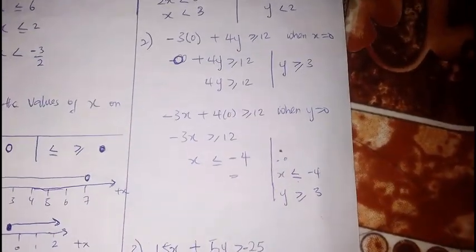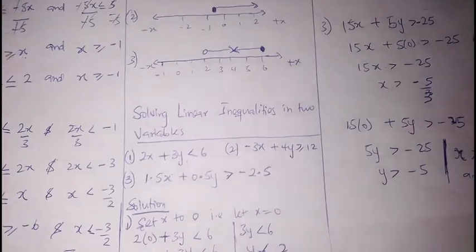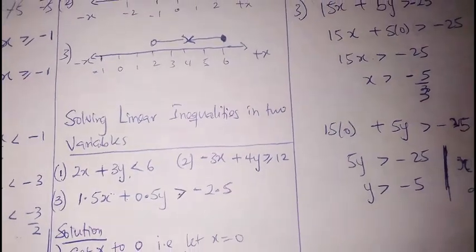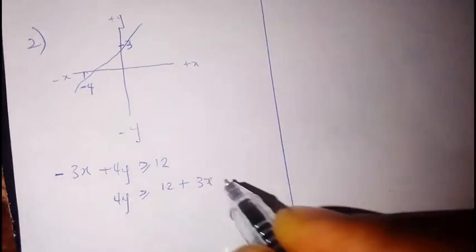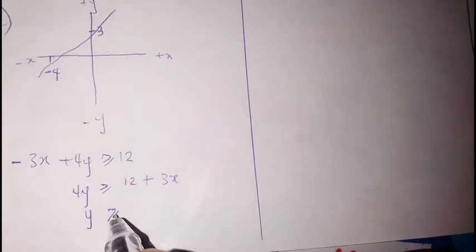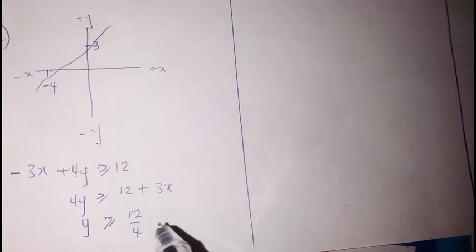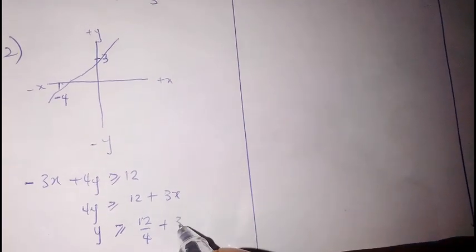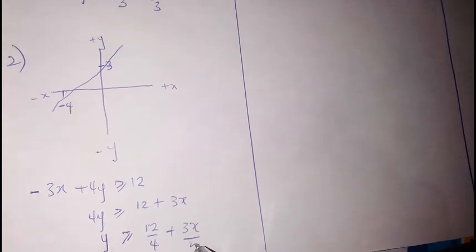Now let's make y the subject of the formula again, as we did in question 1. What is the question? We have minus 3x plus 4y greater than or equal to 12. Leaving my y here, 4y is greater than or equal to 12 plus 3x. Now in this case, y is greater than or equal to 12 over 4 plus 3x all over 4.